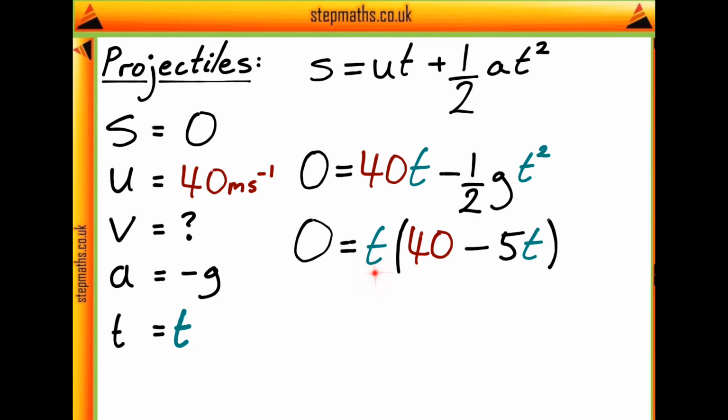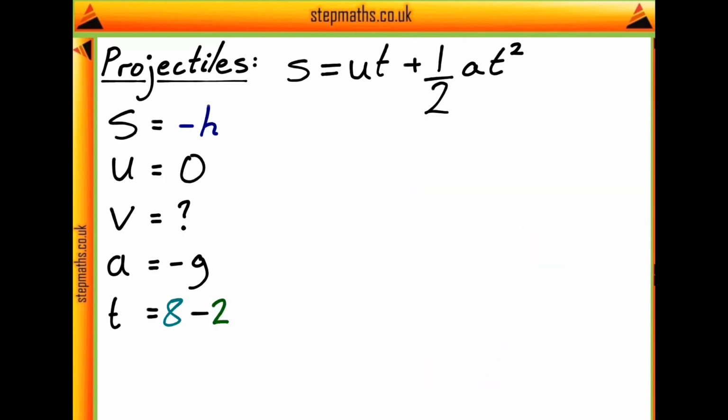So t is going to be either equal to 0 to make this right-hand side of the equation 0, but this is just going to be the point at which the projectile is fired. So it's not that value of t which we're looking for, it's the other one, which we find by solving this bracket equal to 0. So t is going to be equal to 40 divided by 5, which is 8 seconds. So we know that this projectile is going to hit the ground after 8 seconds in the air.